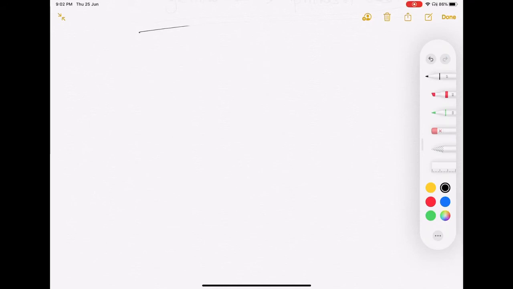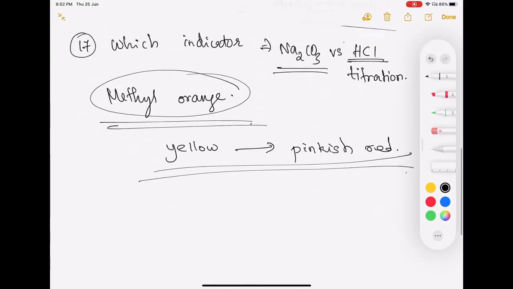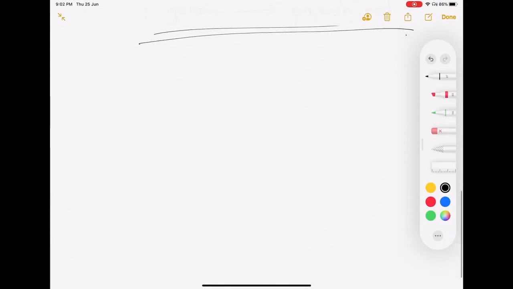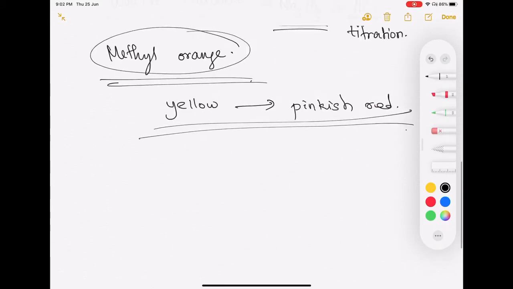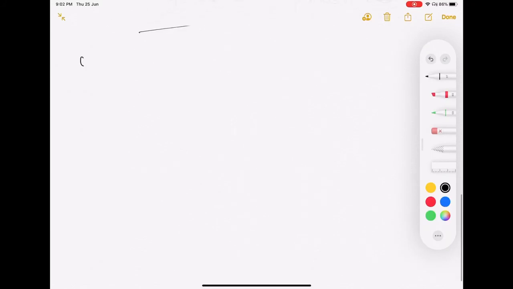Next question is, which indicator you are using in the titration of oxalic acid with sodium hydroxide? This is your grade 11 titration, right? Grade 11, also in many schools you are doing this type of titrations. That is, which indicator you are using for question number 18? Which indicator you are using for oxalic acid titration with sodium hydroxide? This is your reaction.